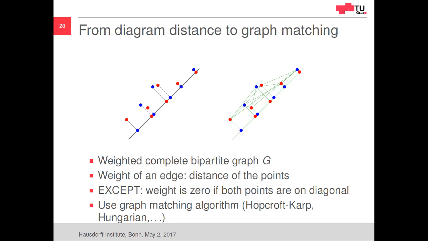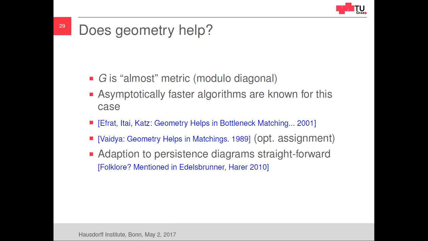The reason is that this is not an arbitrary weighted graph, but the weights come from a distance. So this is a metric graph, but rather it is an almost metric graph because you have this diagonal special case. Yeah? But let's forget the almost for a minute and look at metric graphs. Can we do better for metric graphs, for bottleneck and Wasserstein matchings? The answer is yes, and this is known for a long time.